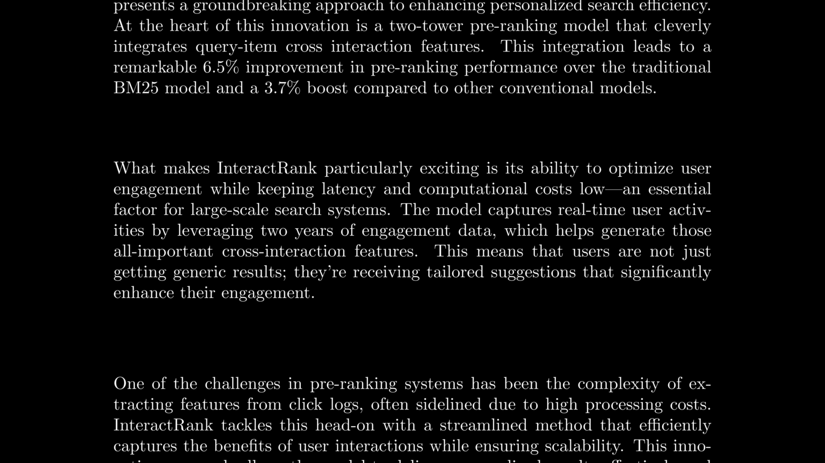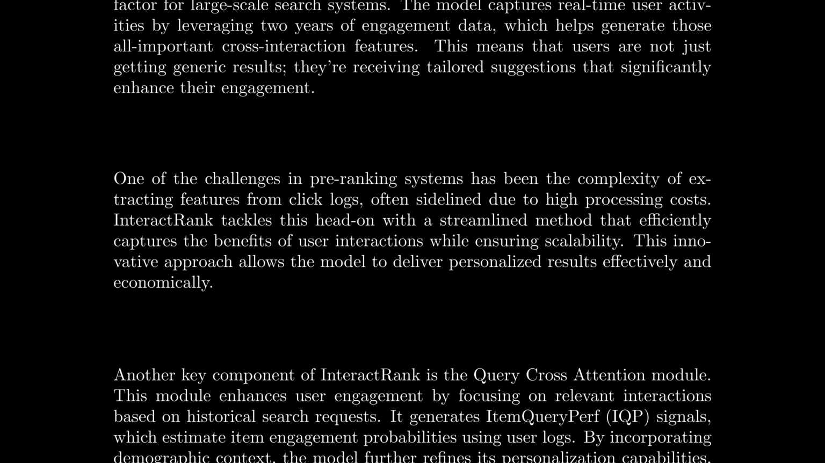The model captures real-time user activities by leveraging 2 years of engagement data, which helps generate those all-important cross-interaction features. This means that users are not just getting generic results, they're receiving tailored suggestions that significantly enhance their engagement. One of the challenges in pre-ranking systems has been the complexity of extracting features from click logs, often sidelined due to high processing costs. InteractRank tackles this head-on with a streamlined method that efficiently captures the benefits of user interactions while ensuring scalability. This innovative approach allows the model to deliver personalized results effectively and economically.